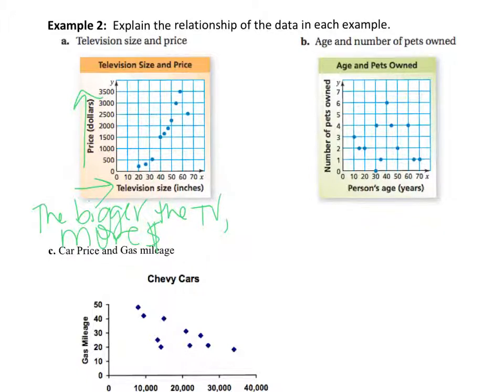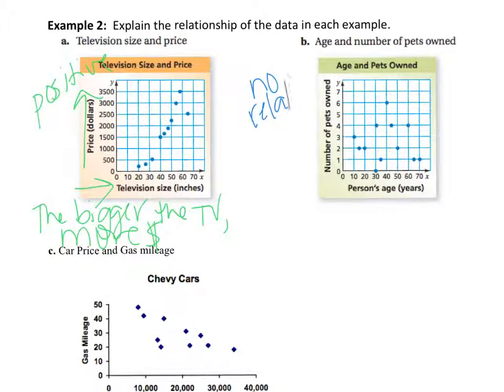So part B, we have the age and number of pets owned. So this is one of those scatter plots where there is no relationship. Oh, wait, let me go back to A. So this was a positive relationship. So in B, it is no relationship.